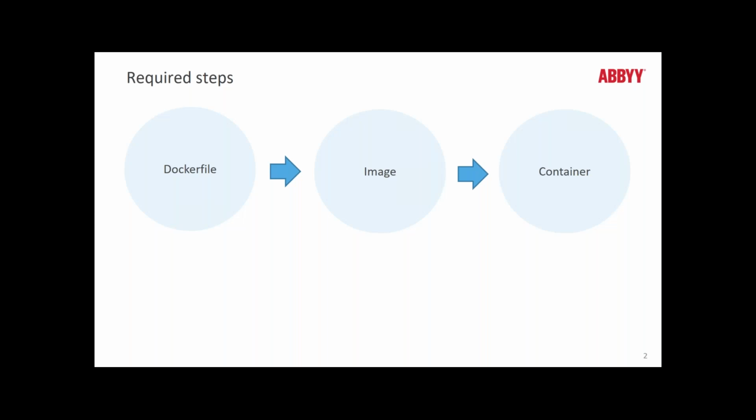The required steps that we need to do in order to deploy our FineReader Engine in a Docker container are described in the following. So, what is our goal when we want to work with Docker? Basically, we want to work with containers. That's our main goal. How to get to a container? We first need to have an image, and to get a Docker image, we need to have a Dockerfile.